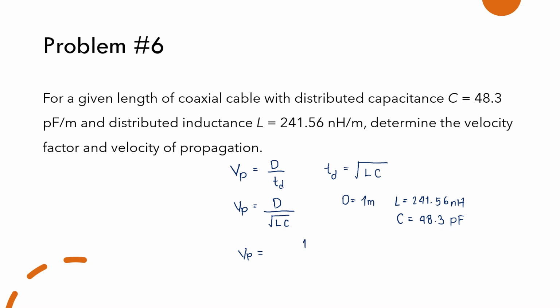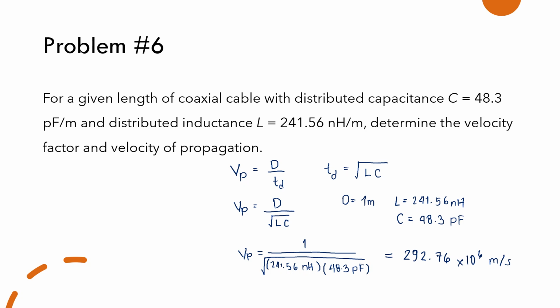That is 1 over the square root of 241.56 nanohenry times the capacitance na 48.3 picofarad. So we have the velocity of propagation is equal to 292.76 times 10 raised to 6 meters per second.